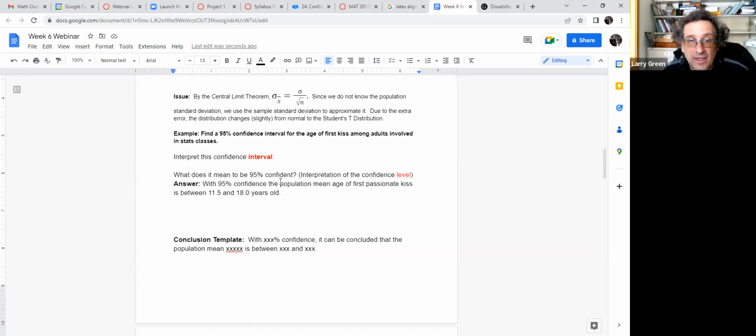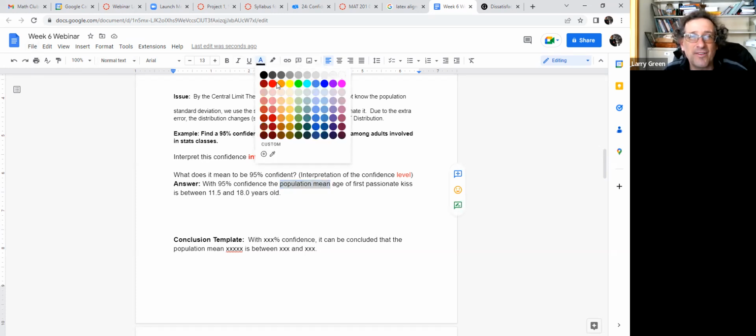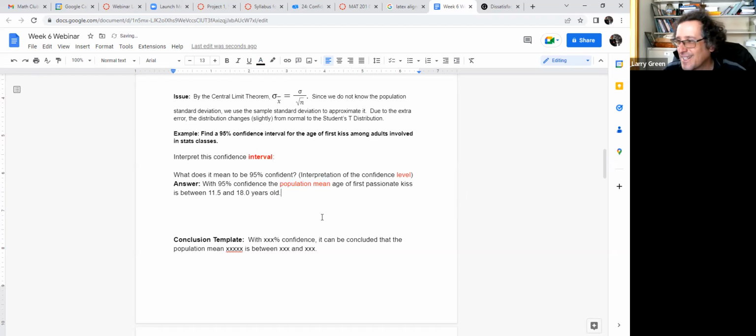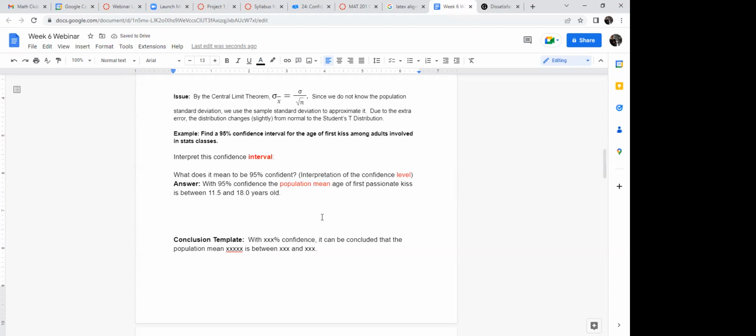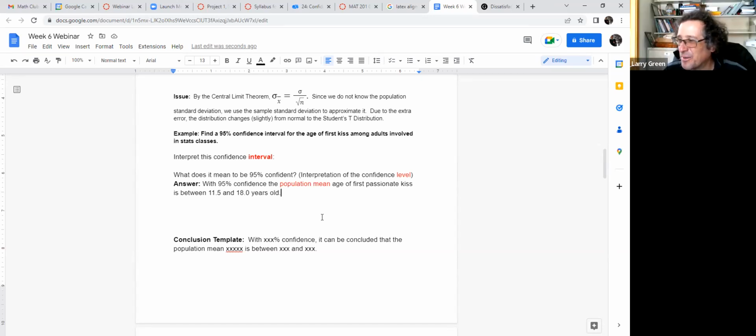Okay, just note, I want to put this in red. Do you know what it means if I put something in red? Nope. It means that you have to put it in there when I ask you to interpret the confidence interval for a population mean. Those words have to be there. You have to refer to the population. We're 100% confident about the sample mean, but for the population mean, that's what we're interested in, and that's what we're 95% confident for.